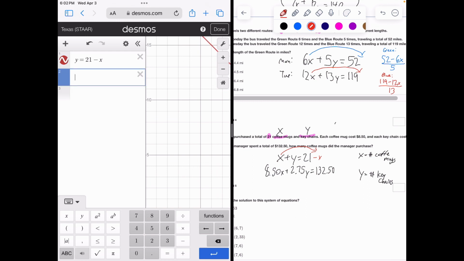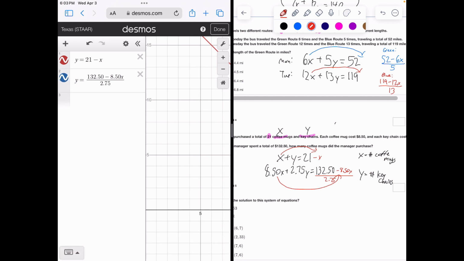And then the second one, a little bit more complex because we got more numbers with this. But the 8.50X goes over: 132.50 minus 8.50X divided by the number in front of the Y, which is 2.75, which we will type in right over here. Y equals, put the divide sign over here, 132.50 minus 8.50X over 2.75 for the number in front of the Y.